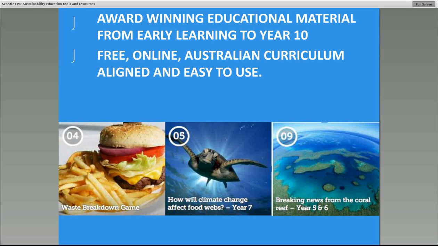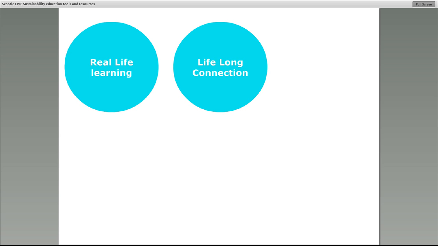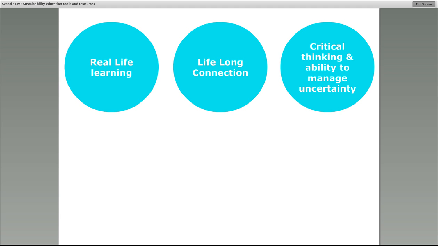So our curriculum is about real life learning. We want kids to have this real life context for all of the lessons so that they can apply it in the real world. It's about lifelong connection to nature. We want them to value our natural systems because if they don't value it, they're not going to protect it. So that's part of our alignment. It builds critical thinking and the ability to manage uncertainty.